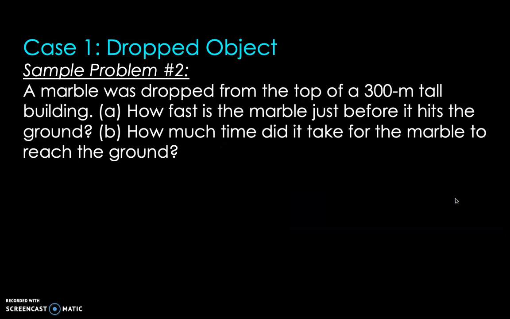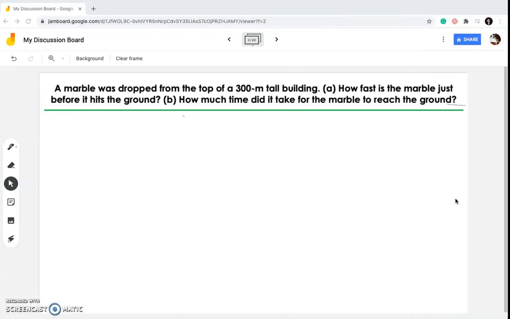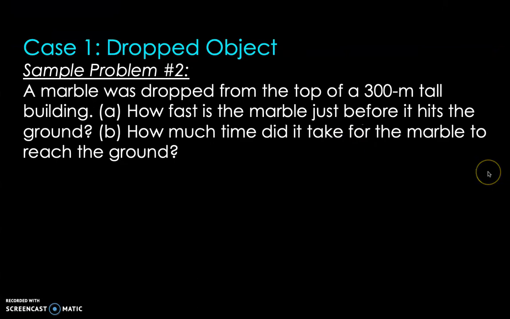Now let's look at the second example. For the second example, a marble was dropped from the top of a 300-meter tall building. We have two questions here. So two RTFs are required to find, but let's take it one by one.